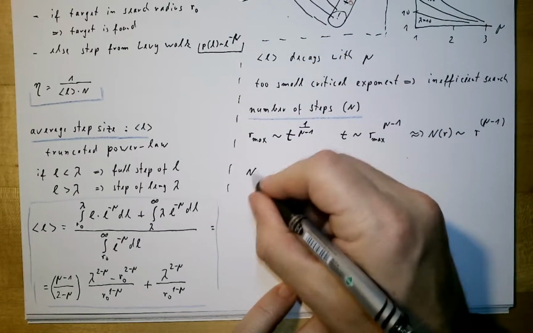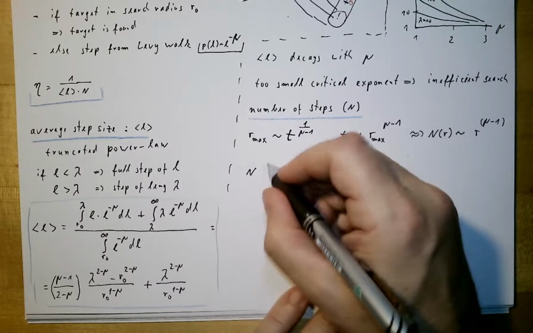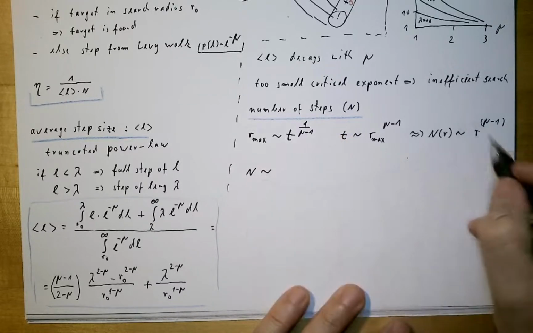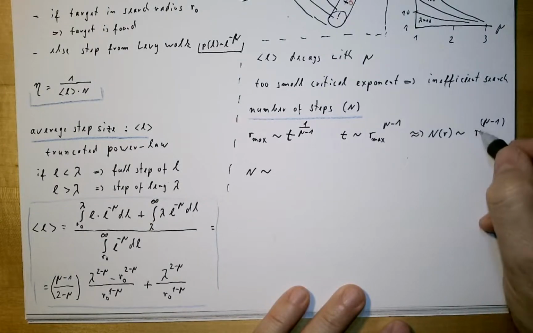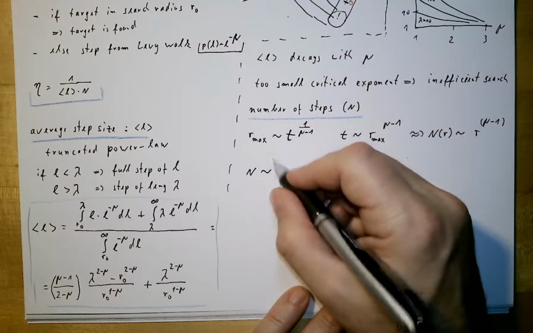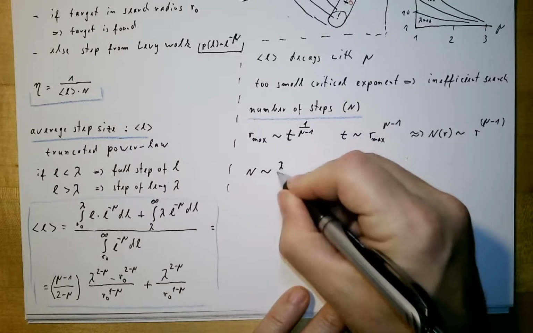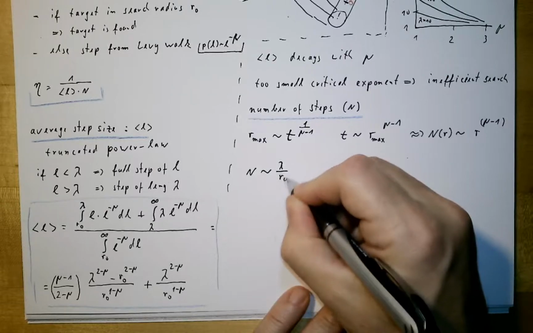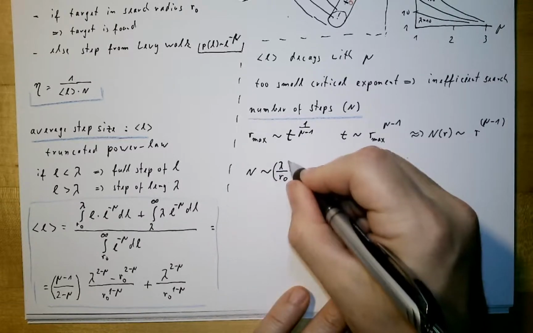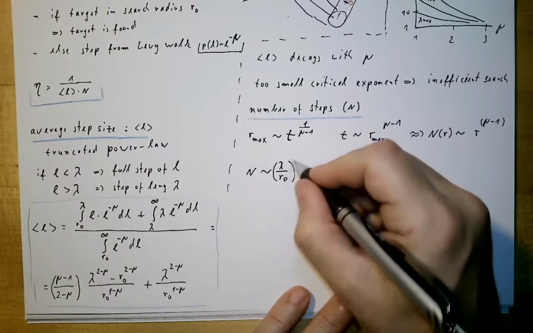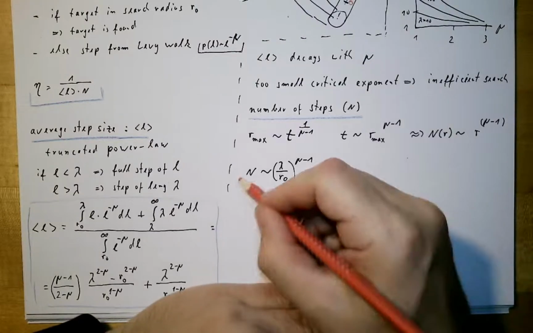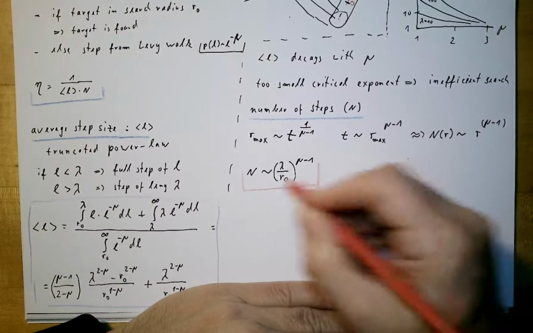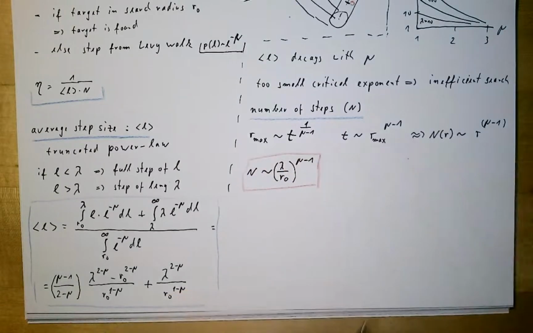Let's write it down. The number of steps we need should then go to this radius, and that's the typical length of the next target. So that's our step length. We have all of this in units of the search radius. So this should go as lambda over the search radius to the power mu minus 1. So that would be the number of steps that we need to find the next target.